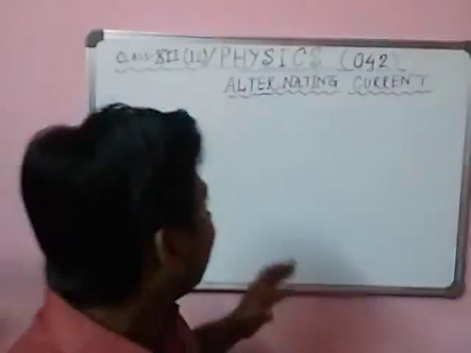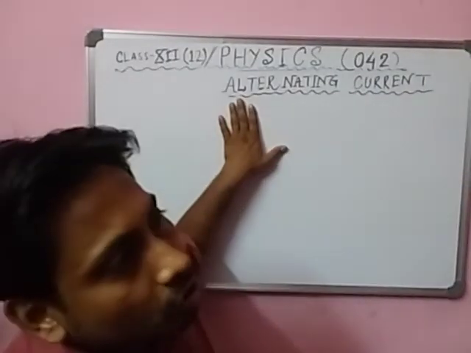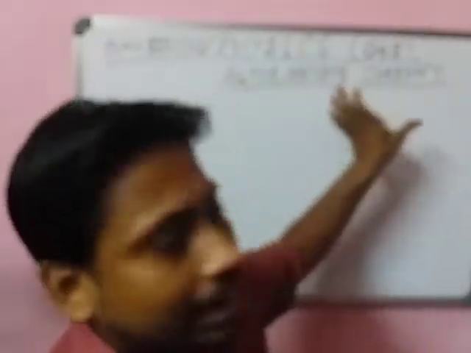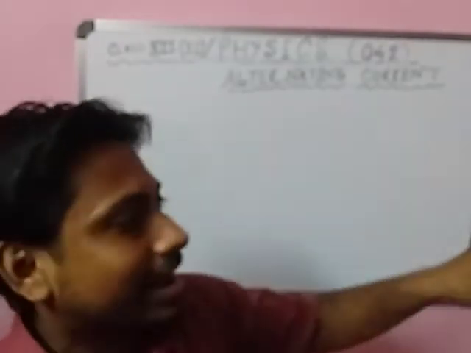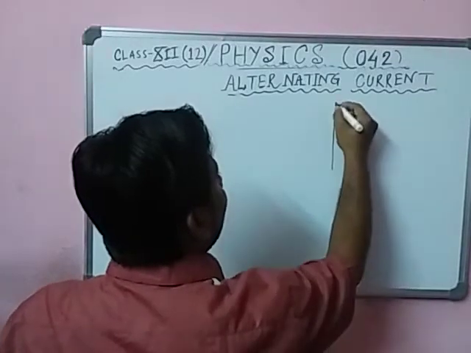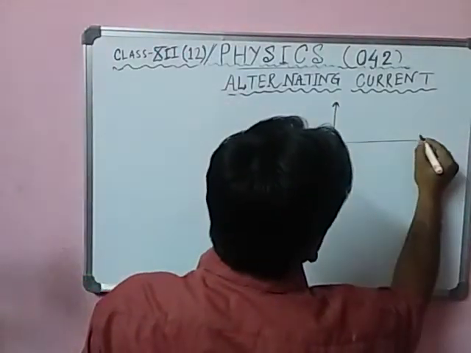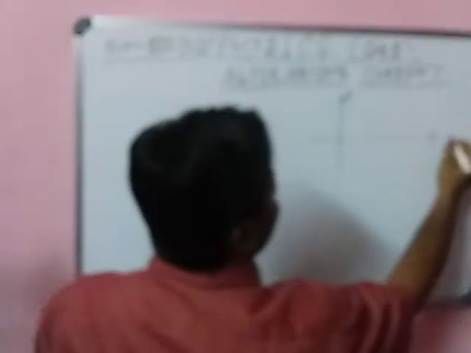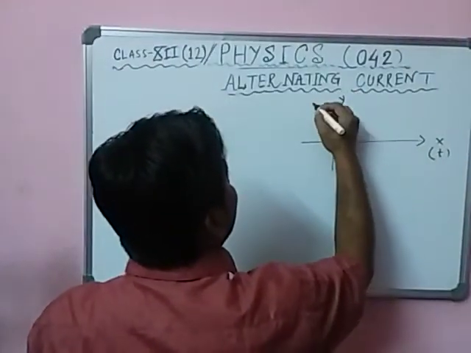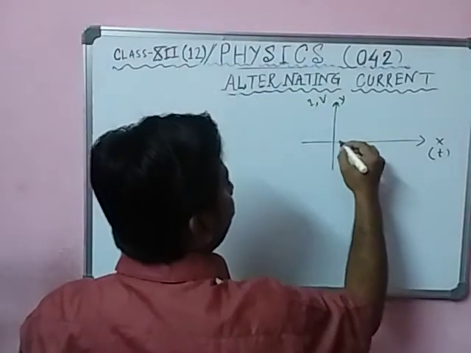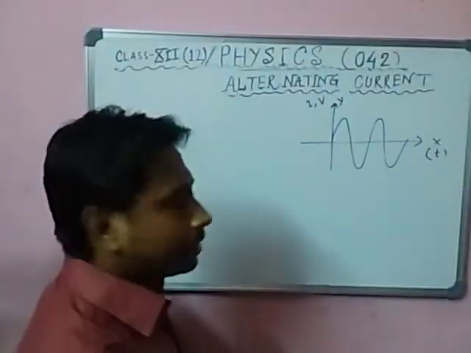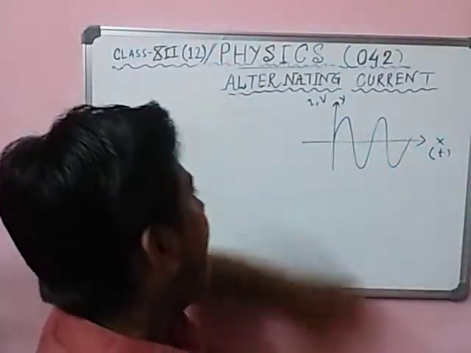Before we start, first of all we have to know what alternating current is. See the name, alternating: alter, whose magnitude and direction. So please write the definition of alternating current. We can draw alternating current like this. Suppose this is the y-axis and this is the x-axis. The x-axis represents time, and the y-axis you can represent current as well as voltage. The alternating current may be a sine wave or cosine wave. This is a sine wave. I have drawn a sine wave.